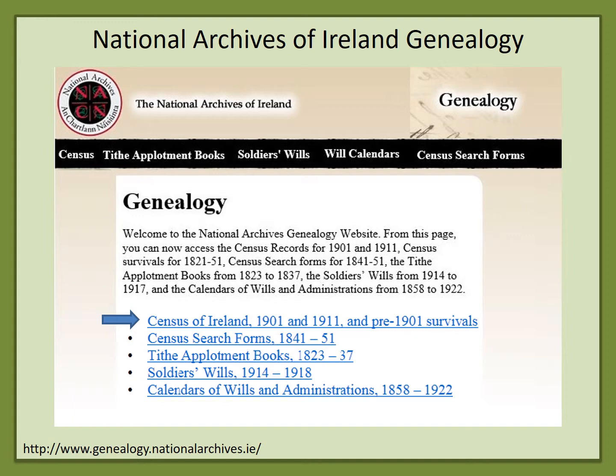The Irish census records for 1901, 1911, and the pre-1901 survivals; census search forms for 1841 and 51, which were used for proving ages with early 1900s pension applications; the 1823 to 1837 Tithe Applotment books, which is a register of Church of Ireland taxes levied on land occupiers; the 1914 to 1918 soldiers' wills; and the 1858 to 1922 calendars of wills and administrations. We will explore each of these record collections in turn. First, select the Census of Ireland.